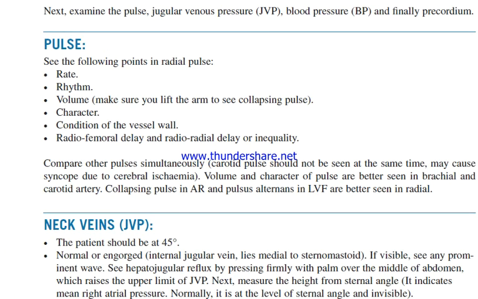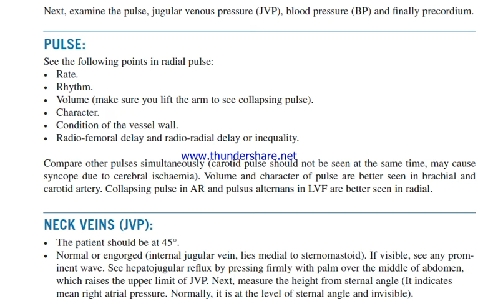Next, examine the pulse, jugular venous pressure, blood pressure, and finally the precordium. Pulse: see the following points in the radial pulse: rate, rhythm, volume. Make sure you lift the arm to see a collapsing pulse. Also check character, condition of the vessel wall, radiofemoral delay and radioradial delay or inequality. Compare other pulses simultaneously. Carotid pulses should not be felt at the same time, as it may cause syncope due to cerebral ischemia. Volume and character of pulse are better seen in the brachial and carotid artery.